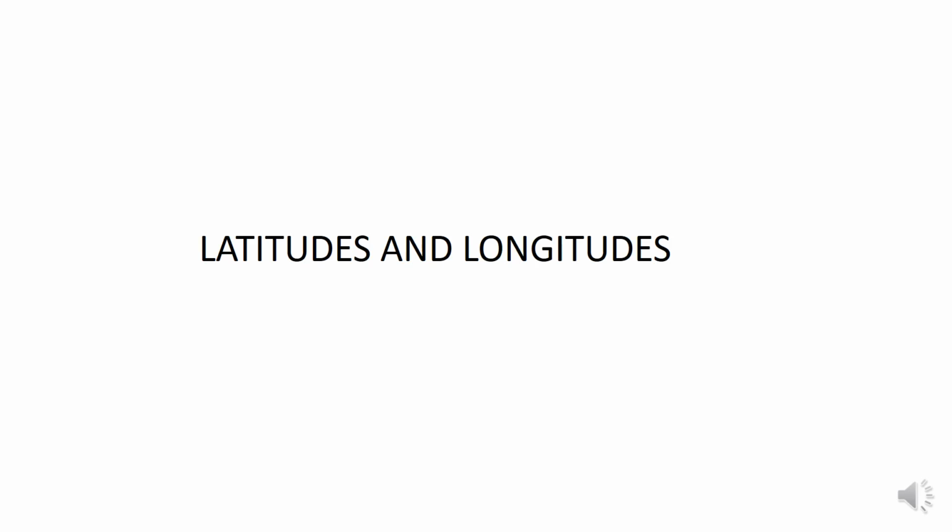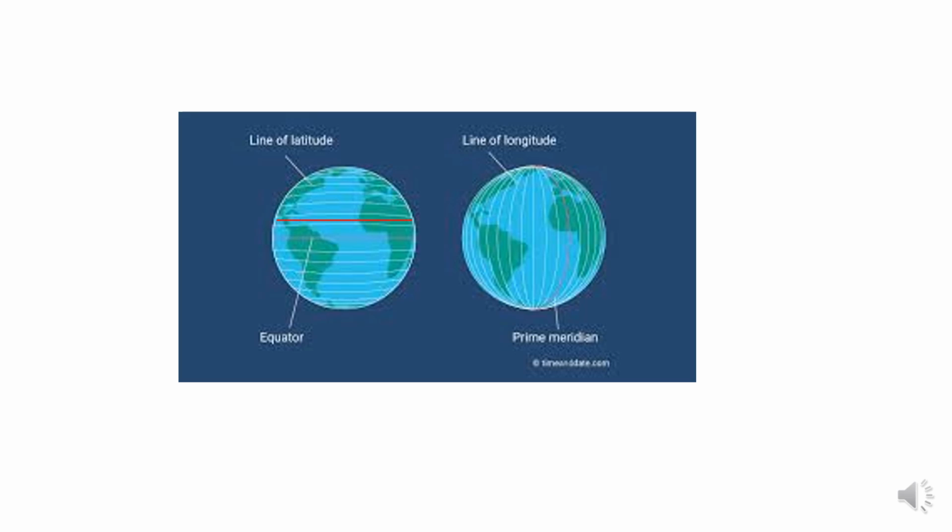Now we are studying chapter 2 of Class 6 Geography NCERT. Latitudes. Horizontal lines are called latitudes. Vertical lines are called longitudes. Latitudes are also called parallels, and longitudes are called meridians.